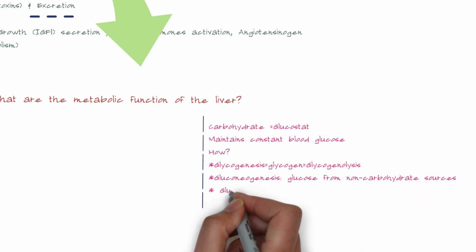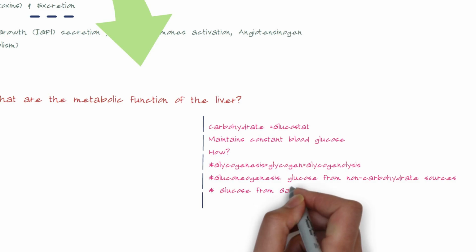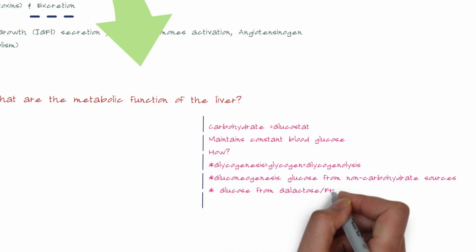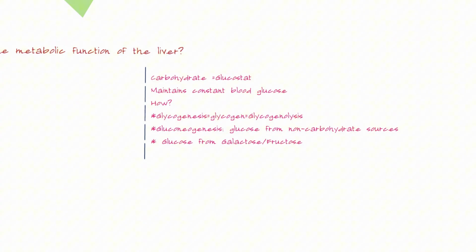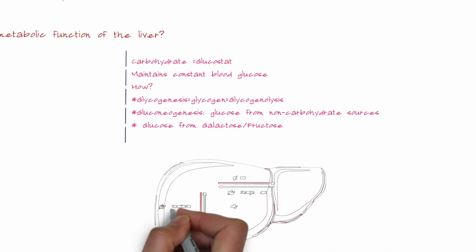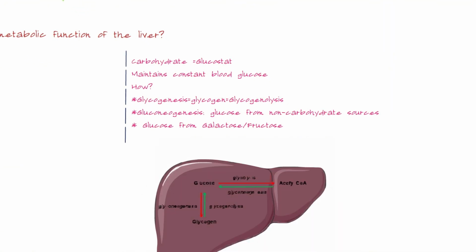The second is the storage in the form of glycogen. Storage of glucose in the form of glycogen is known as glycogenesis, while the breakdown of glycogen to release the glucose is glycogenolysis.